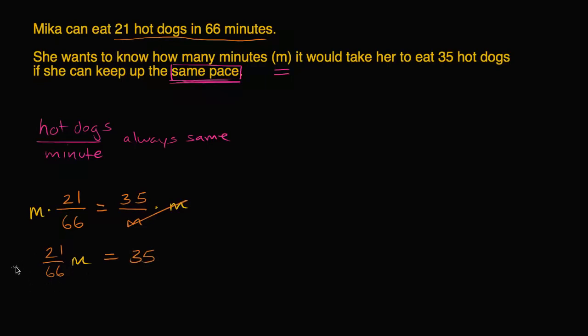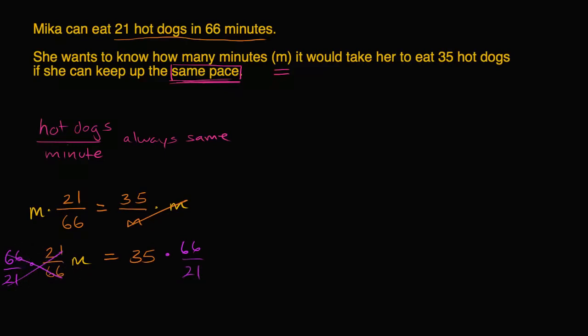The best way I can think of doing that is to multiply both sides times the reciprocal of the coefficient on the m. So let's multiply both sides by 66 over 21. Once again, I've just swapped the numerator and the denominator to get the reciprocal, but I can't just do it to one side of an equation. I have to do it to both sides. Otherwise, it's not going to be equal anymore. So times 66 over 21. This is just going to be 1. You multiply something times its reciprocal, you end up with 1.